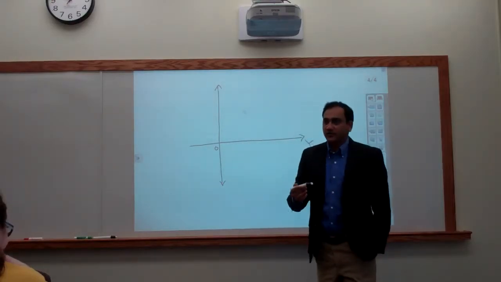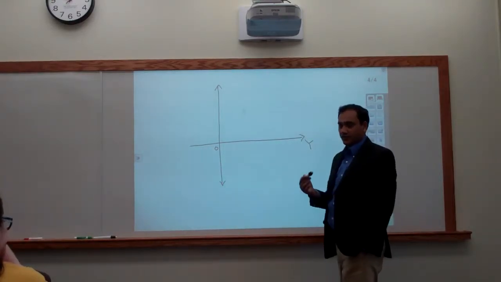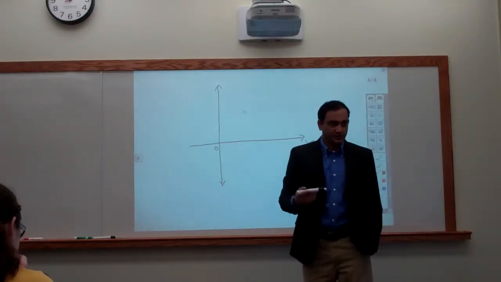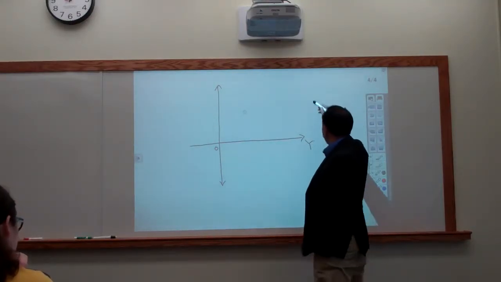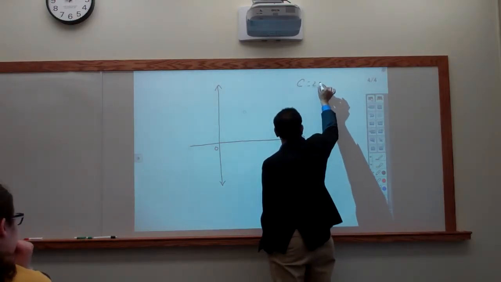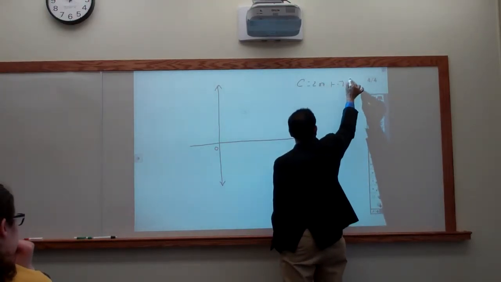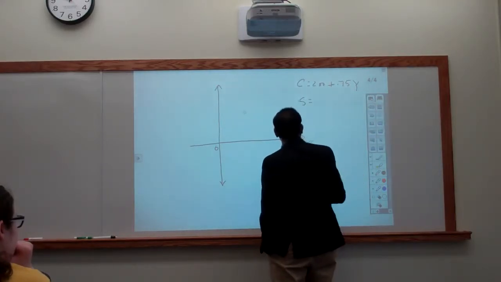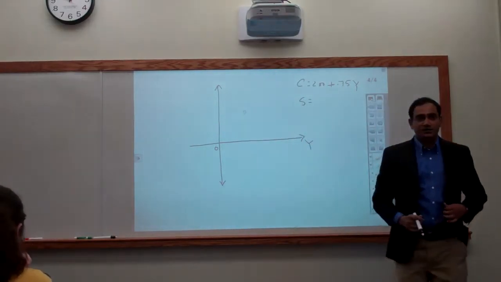Let's plot the savings function. You know the consumption function, so you can draw savings. You can write the savings function, isn't it? It's the mirror image of the consumption function. So our consumption function is 200 plus 0.75y. So what is the corresponding savings function? Can somebody tell me?